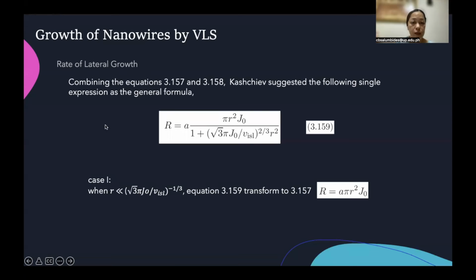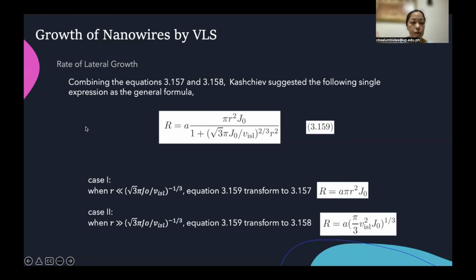So there are two cases here. For case 1, the rate of actual growth is independent of the rate V sub ISL of lateral growth of the island. And for the second case, the actual growth rate of nanowires does not depend anymore on the nanowire thickness.